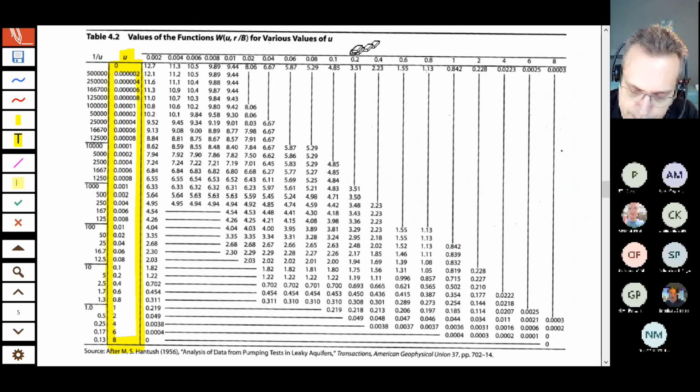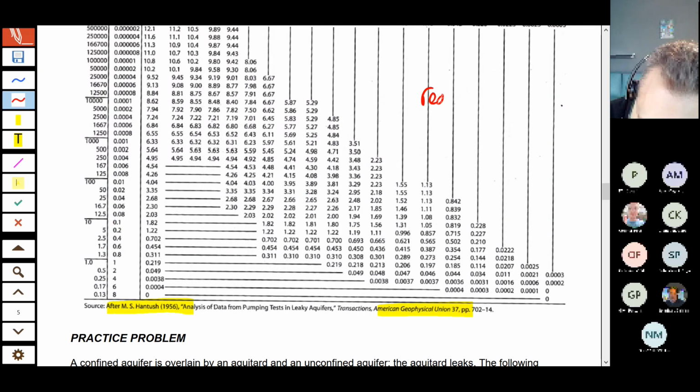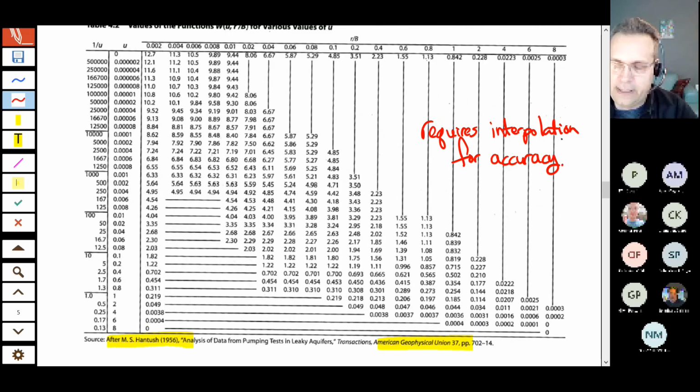I'm just going to clean this up. Okay. So I'm just putting here requires interpolation for accuracy. I mean, if you don't interpolate and you just eyeball, you're going to get a rough value, but garbage in, garbage out, right? You want to do a little bit better job than just garbage in, garbage out.